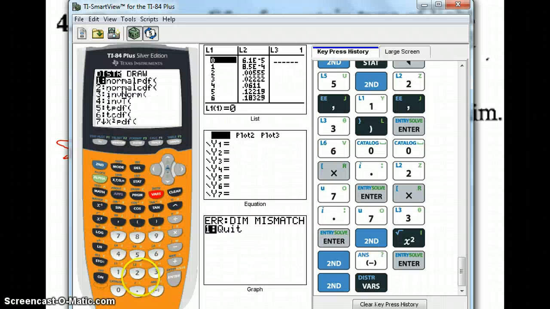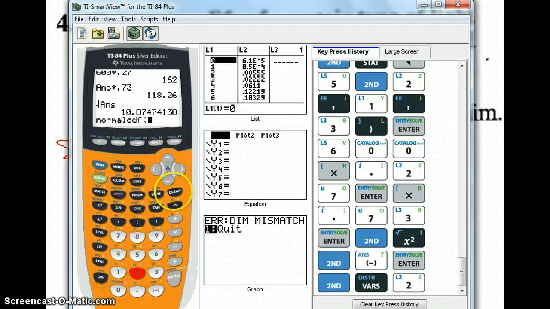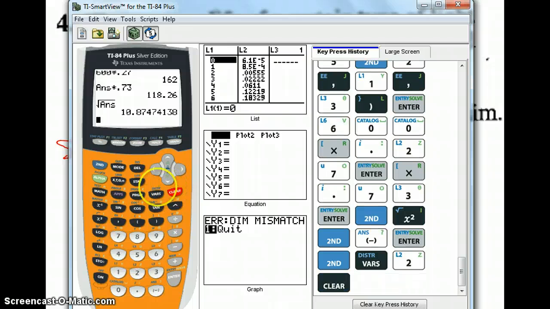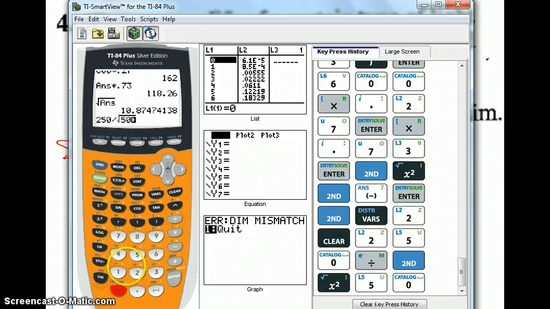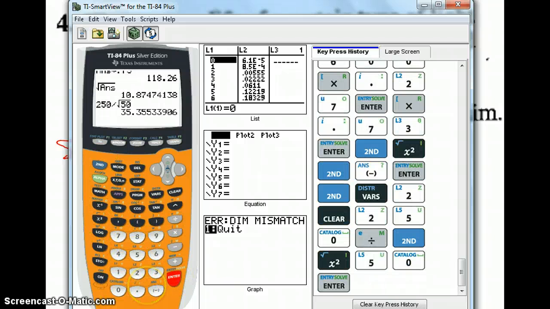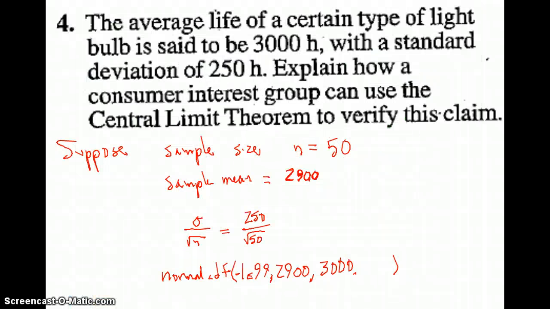Let's go here and let's do the 250. Whoa. That's not what I wanted yet. Let's do 250 divided by the square root of 50. So for any sample size of 50, this would be the expected standard deviation. So 35.35. Something like that. And then let's figure out what this is.